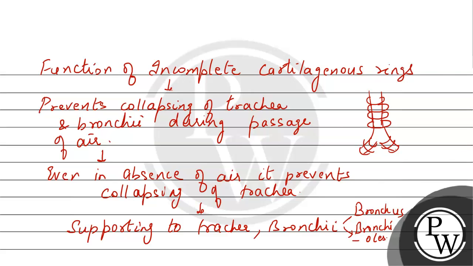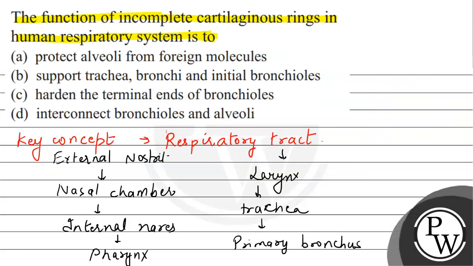Okay, so let's discuss the options. Option A says it protects the alveoli from foreign molecules. That is wrong because it is not protecting anything from foreign substances. It is not acting like an immune system. B, it supports trachea, bronchi and initial bronchioles. So yes, this is the correct answer. B is the correct answer. C, harden the terminal ends of bronchioles. That is wrong because incomplete cartilaginous rings, on the contrary, become very thin at the terminal ends of bronchioles. So it doesn't make them hard.